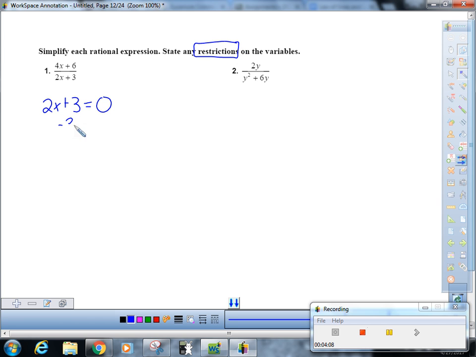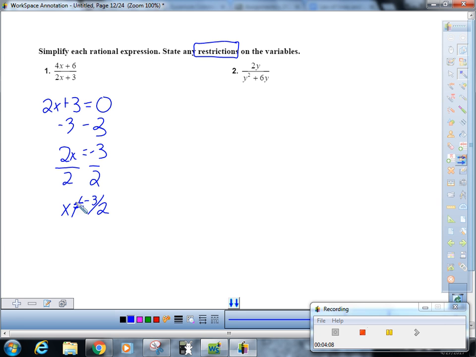Okay, so you would subtract 3, and you get 2x equals negative 3. Divide each side by 2, and you get x is negative 3 halves, or you could write that as negative 1.5. Okay, well, what that means is that if x is negative 3 halves, we get 0. Do you understand that? And we don't want 0. So that is our restriction. So when we get to that point, I just put a little slash through that, meaning x is not allowed to be negative 3 halves. Okay?